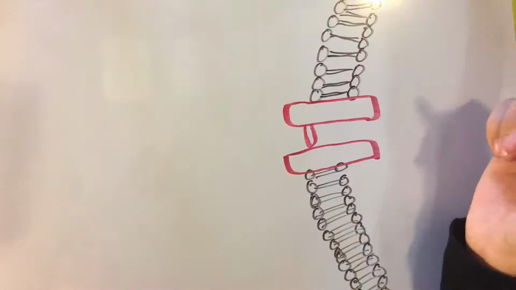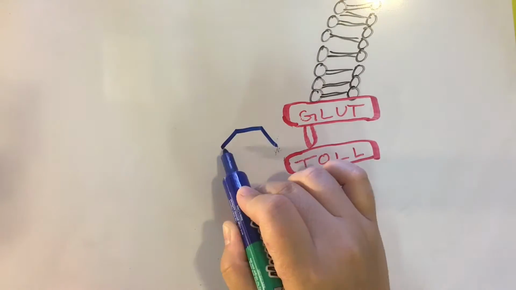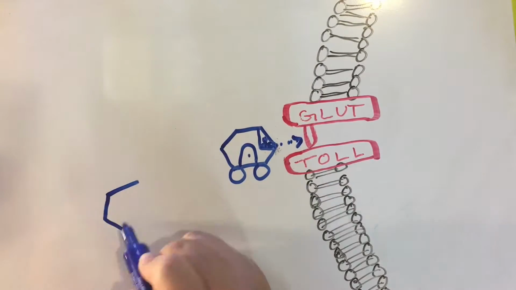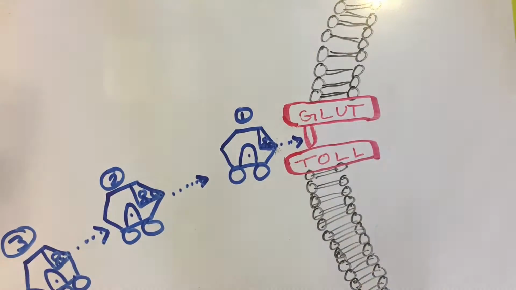You can think of the GLUT as a tunnel with a toll booth into the cell. The tunnel is closed off from all angles except one, so there is only one way to get into the cell. So let's think about the glucose molecule as a glucose truck, and only the glucose trucks are able to get into the cell. The purpose of the toll booth on this tunnel is to allow only one glucose truck into the cell at a time.